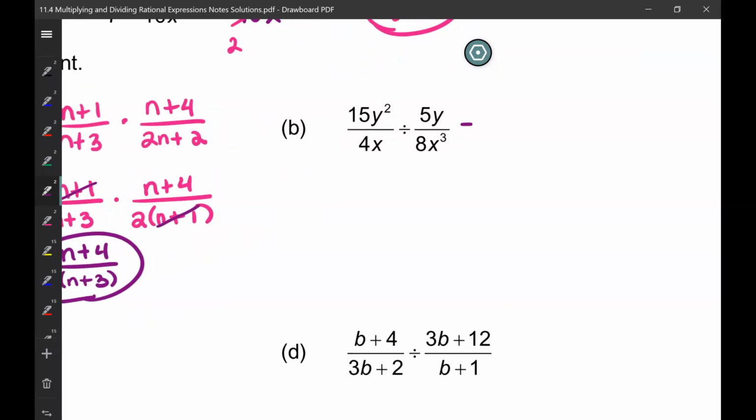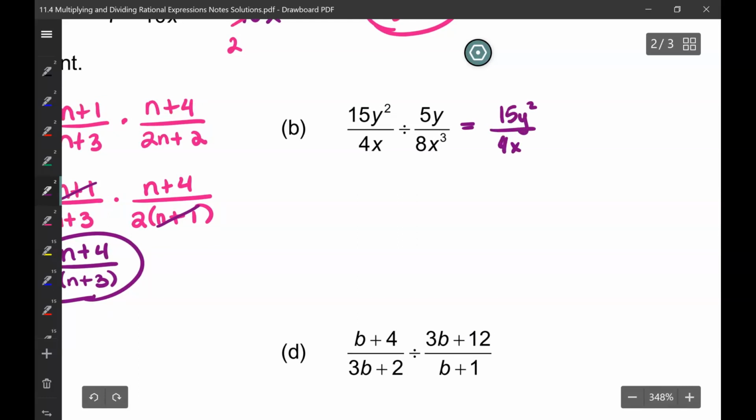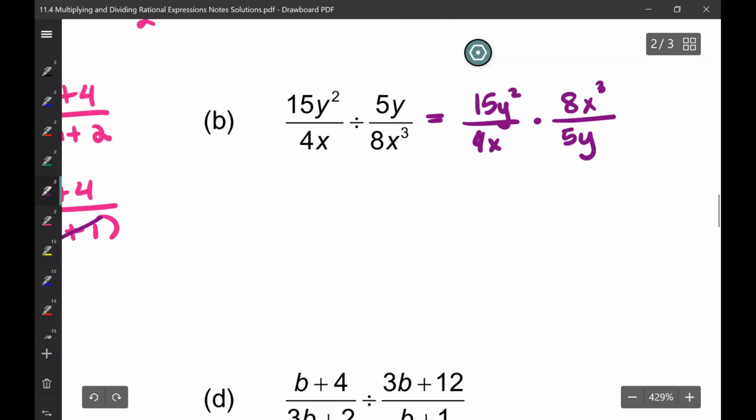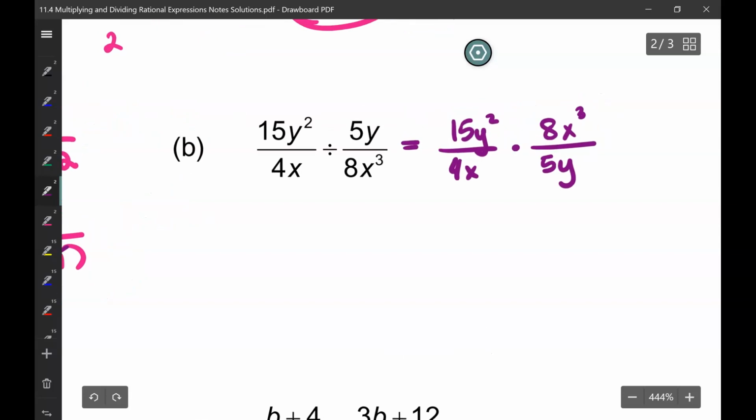Okay, B. We're going to keep 15y squared over 4x. We're going to change the division to a multiplication, and then we're going to flip. So 8x cubed is going to go in the numerator. 5y is going into the denominator. Let me see if I can cross cancel on this one instead of multiplying it out. I think that's a little easier. So I notice 4 goes into 8 2 times, and 5 goes into 15 3 times.